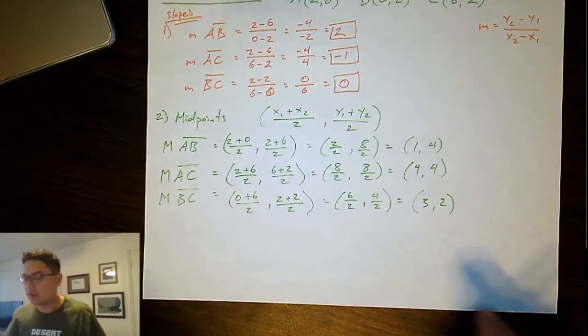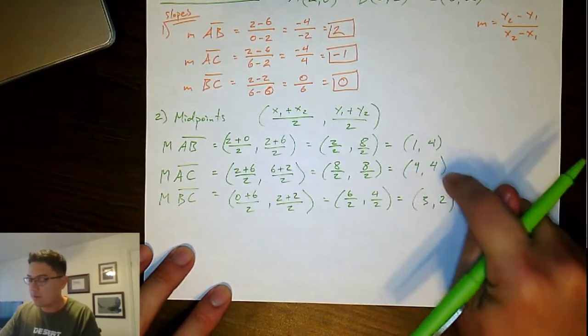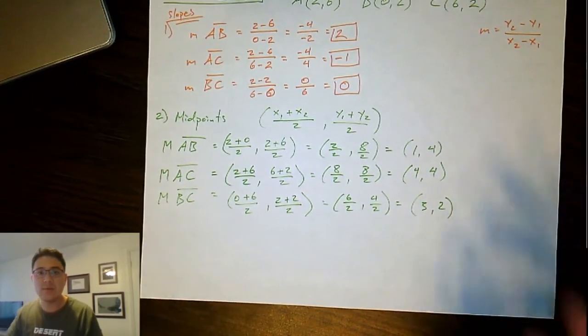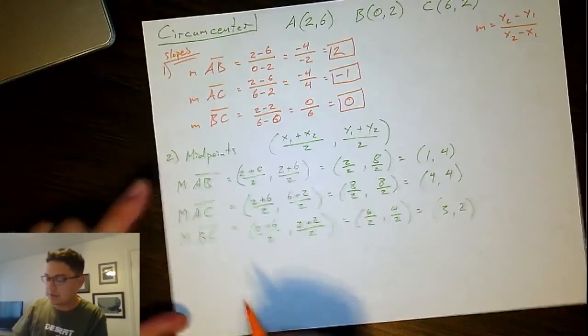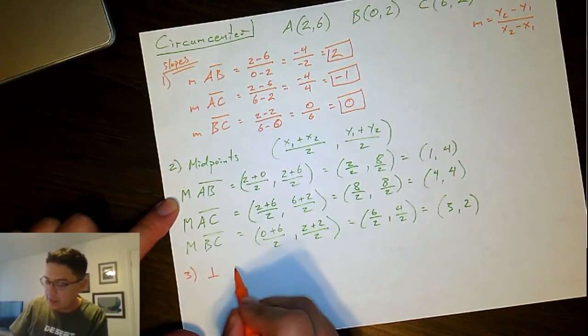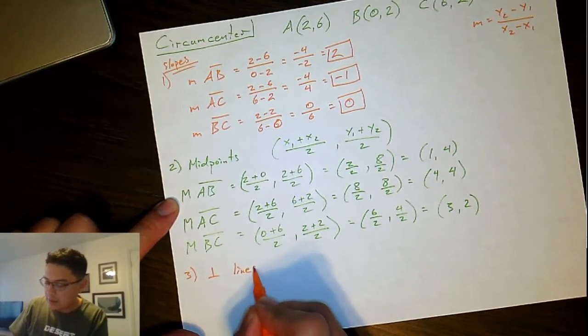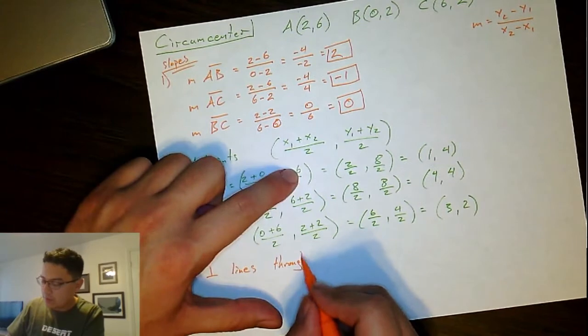Alright, there we go. So here are our 3 midpoints. We've got 1, 4, 4, 4, and 3, 2. So we've done most of the work that we need to do. Now it just comes down to organizing some of our thoughts so that we can do step 3, which is finding the perpendicular lines that go through each midpoint.